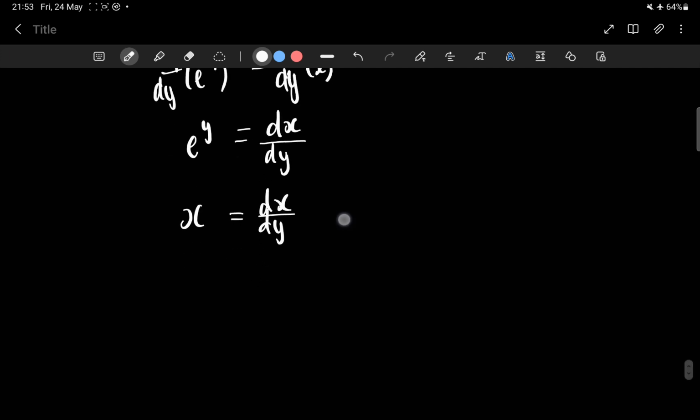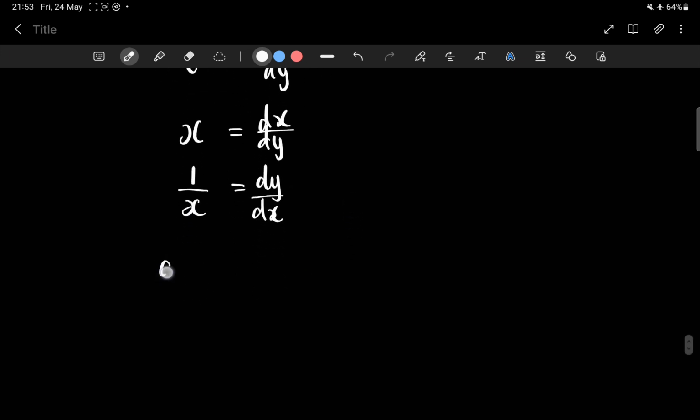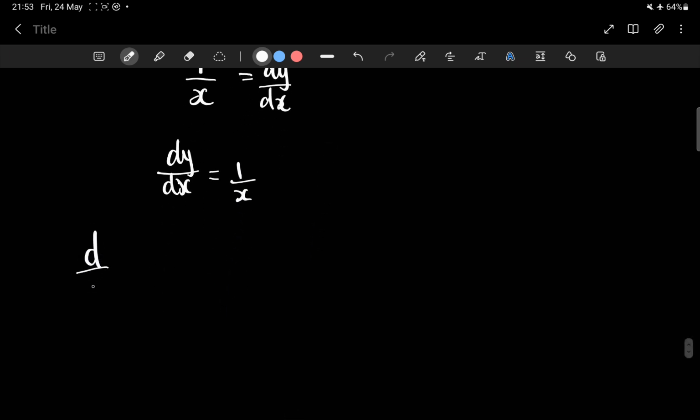Now, are we interested in dx dy? No, we're interested in dy dx. So to find dy dx, I flip the right side, so it becomes dy dx. And I flip the left. x is the same as x over 1, right? When you flip it, you get 1 over x. So 1 over x is equal to dy dx. So I find it. dy dx is 1 over x.